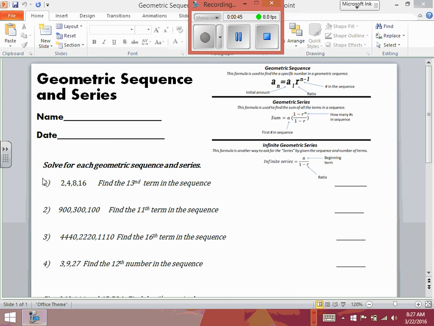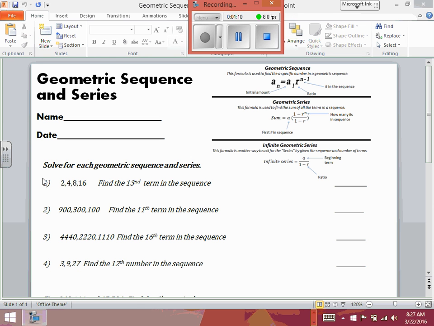Anybody know what comes after 16 in this sequence? 32. Say it again? 32 is correct. What comes after that? 64, and then one more. 128. It's an ordered pattern where you get to know what comes next because you know what the pattern is. The numbers are part of it.